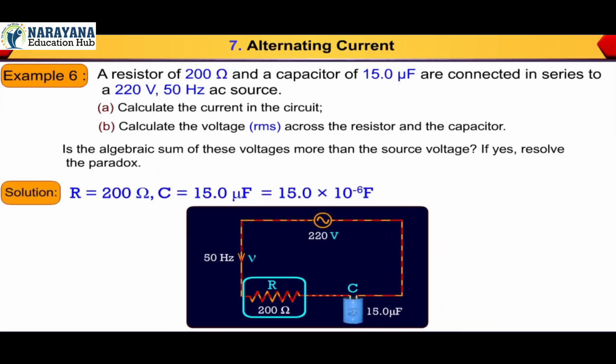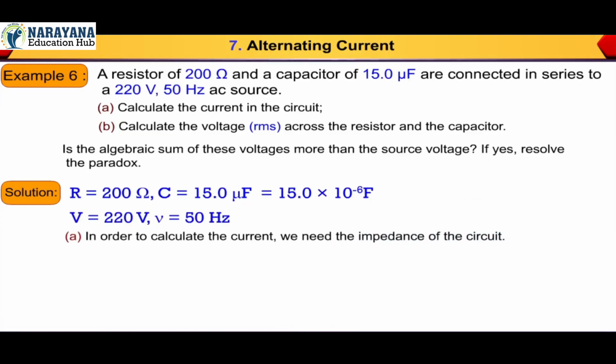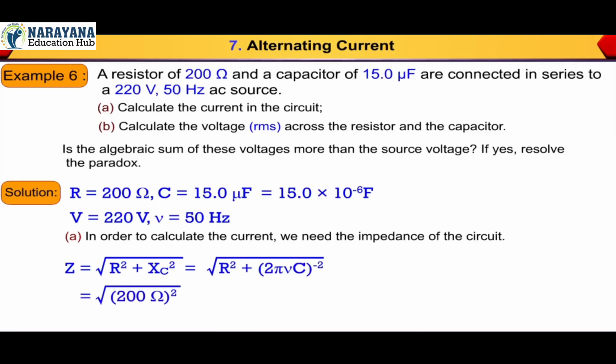Solution. Given R is equal to 200 ohm, C is equal to 15.0 microfarad, which is 15.0 into 10 raised to minus 6 farad, V is equal to 220 volt, nu is equal to 50 Hz. A. In order to calculate the current, we need the impedance of the circuit. It is Z is equal to square root of R square plus Xc square, which is equal to square root of R square plus (2 pi nu C) whole raised to minus 2.